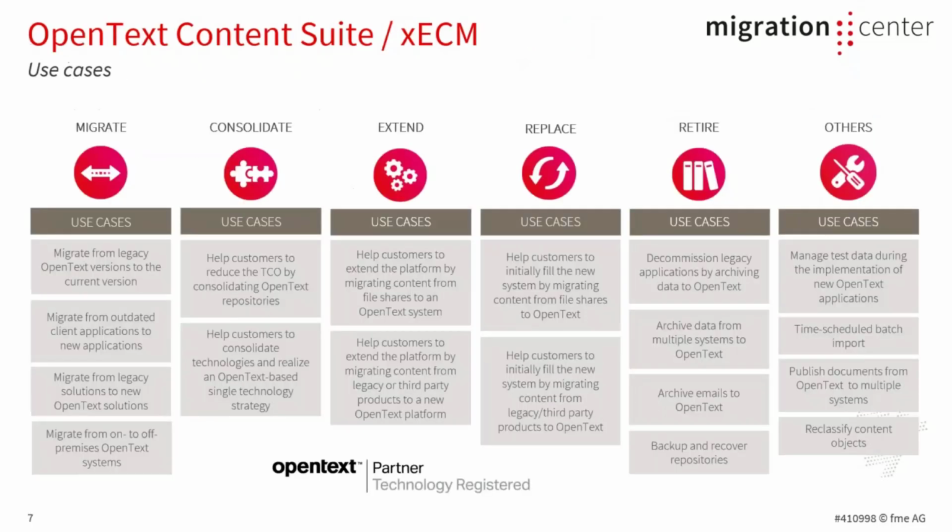So what kind of use cases do we address? First of all, we help customers with classic migration use cases. That includes, for example, migrating content from a legacy OpenText version to the current version, for example from LiveLink to Content Suite, but it also includes the onboarding to the cloud, a kind of shift and lift from on-prem to off-prem systems.